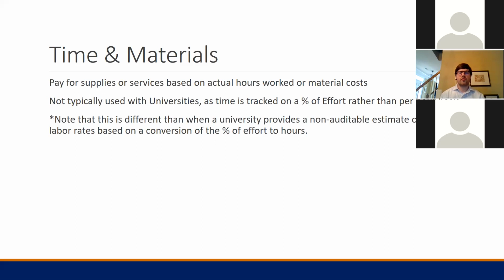workarounds as far as making something a cost reimbursable or a fixed price, and then providing these non-auditable estimates of hours based on an assumption of the number of hours in the year, and then a conversion of the percentage of effort to hours. But it's very important as a university that the sponsor understands that again that is not auditable, and that's purely for their budget estimation or meeting the needs of their prime contract, and that we're not certifying any of those hours. So that's basically that. Time and materials as a contract type is a non-starter for a university.